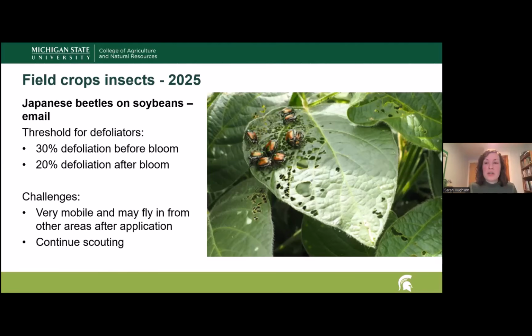So one of the questions I frequently get from clients is, I've treated for Japanese beetles, I've done all the things I'm supposed to do, and I still have Japanese beetles. What can I do? And the answer to that is that you're doing all the right things for Japanese beetles. You just have to keep doing them because these guys can be difficult to deal with. So it's continued monitoring. And that's the last insect I have for you guys.